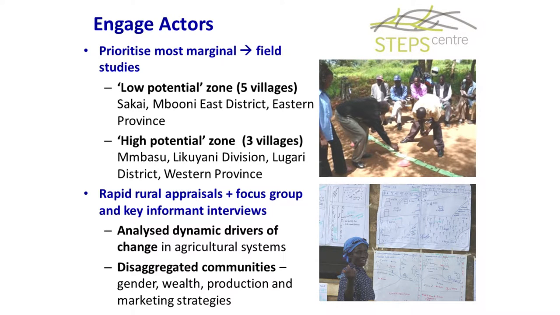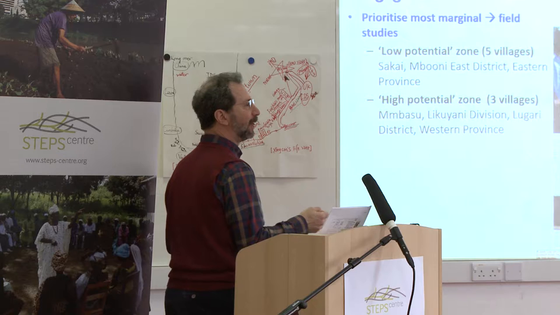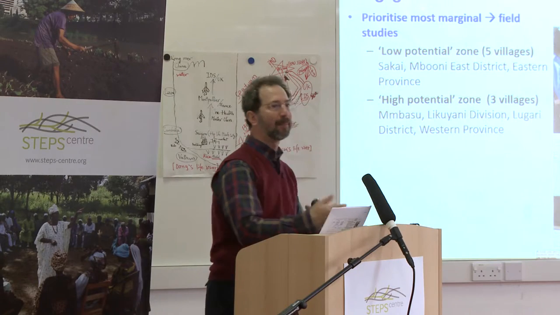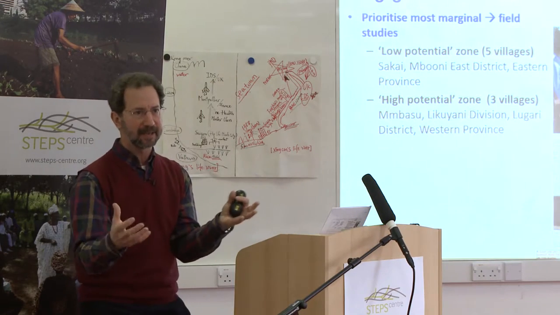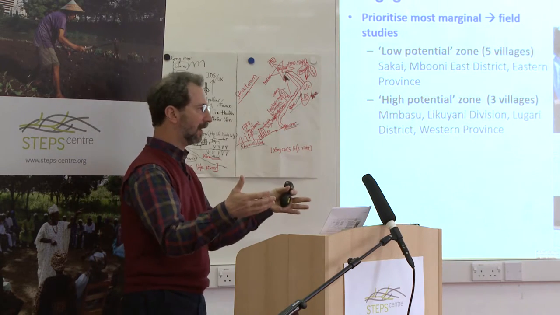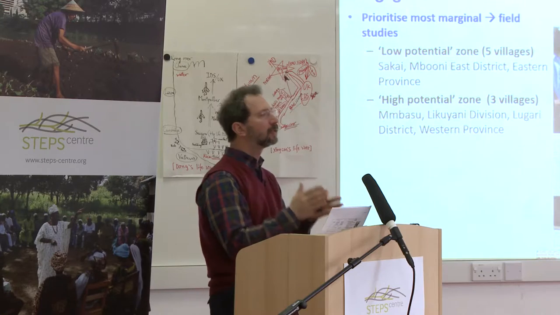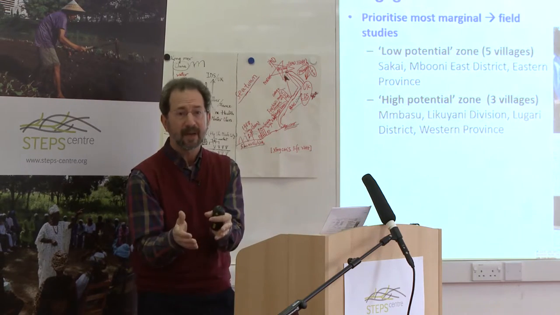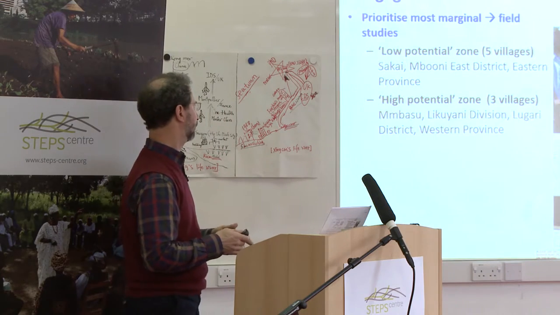Then we went through this process of trying to prioritize the most marginal through the field studies, looking at low potential zones. I mentioned a set of villages in eastern province of Kenya, and also looking at poorer households in the high potential zone, which is really the maize belt, where maize is king, where everyone has maize on their farm, even the poorest farmers who probably should be growing something else, but find themselves limited by the system as it exists in that location, that lock-in that I talked about earlier, which inhibits their ability to move out of maize into something that might be more viable for them, for their livelihoods.